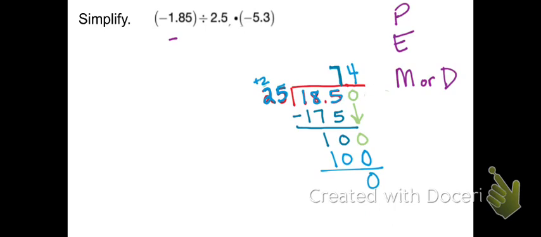Now, where does the decimal point go in our answer? It goes straight up from where it is. So we're going to put it right here. When I divide this, I get negative, because a negative divided by positive is negative, 0.74. And now I'm going to multiply that by negative 5.3. Now I can do the multiplication.